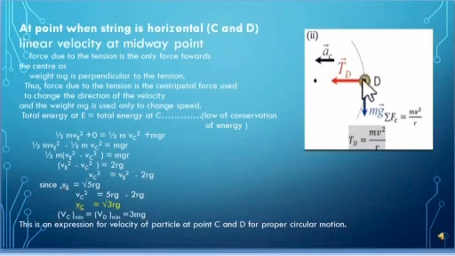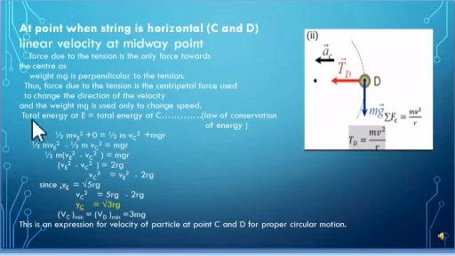See here the diagram which shows weight mg, which is vertically downward, and tension, which is toward the center. Both are perpendicular to each other. Now the force due to tension is the centripetal force used to change the direction of the velocity. So we will write Td, that is tension at point D, is equal to mv square upon r. Now the weight mg is used only to change speed.